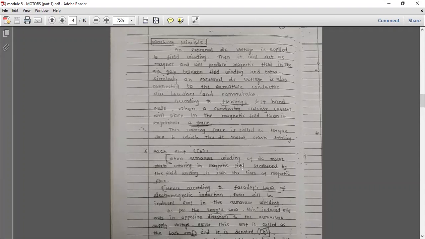Now, according to Fleming's left hand rule, when a conductor carrying current is placed in a magnetic field, it experiences a force. Again, I am stating: when a conductor carrying current is placed in a magnetic field, it experiences a force. Why does it require a force? Because unless there is a force, there won't be any motion. There should be an external voltage. The external voltage is connected to the field winding, and again an external voltage is connected to the armature.